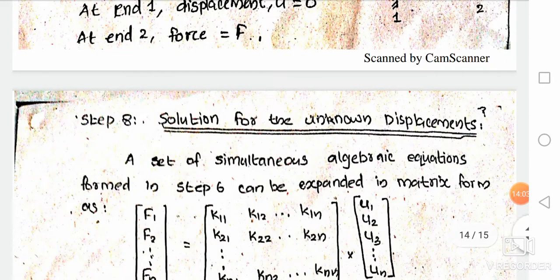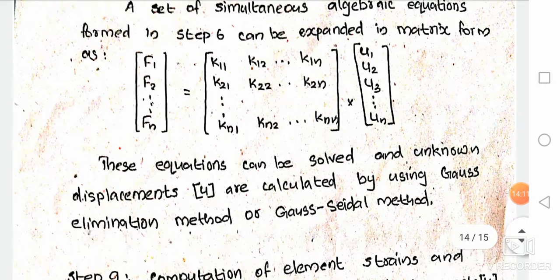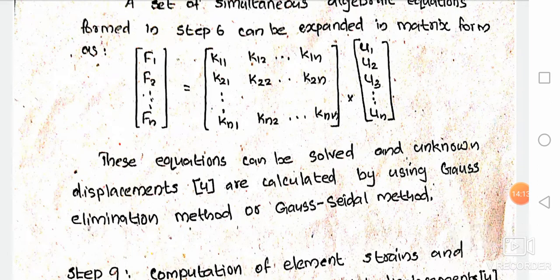And the next step is solution for unknown displacements. U1, U2, U3 are the unknown displacements. We get these solutions from the Gauss-Seidel method or Gauss elimination method. We already studied the Gauss elimination method in engineering mathematics.